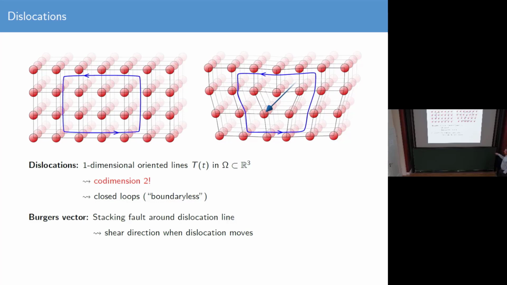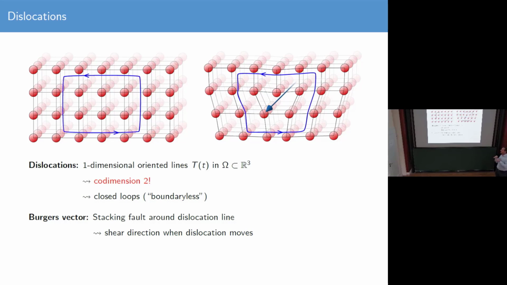Okay, and as I already said, the Burgers vector is kind of the stacking fault around the dislocation line. But there's a more dynamic interpretation of it, namely that when these things move, the Burgers vector would point to the right or to the left, depending on how you set up the signs. And then when it moves, it also gives you the net displacement of the top versus the bottom.